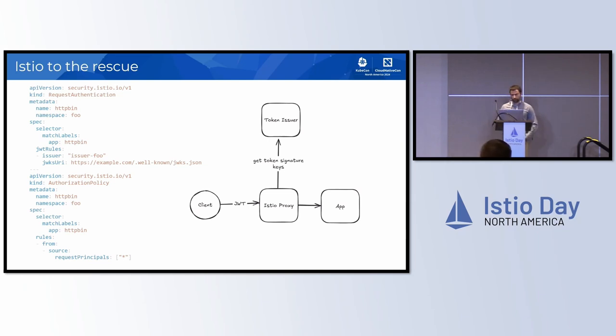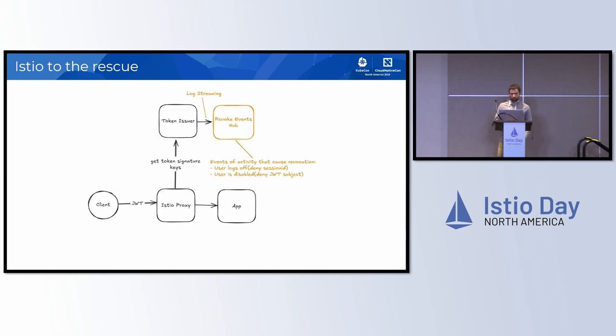So let's talk about how we would actually want to solve this with Istio. Let's say you have Istio proxy sitting in front of your application, and you have a request authentication and authorization policy, as I'm showing here. This is just an off-the-shelf policy that gives Istio the ability to validate the JOTS for you, and now your application is removed from that process, right? So let's make Istio do the heavy lifting of validating the token.